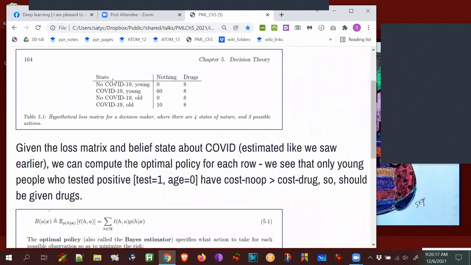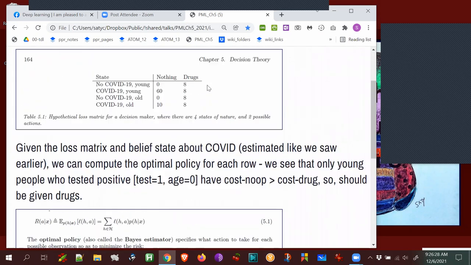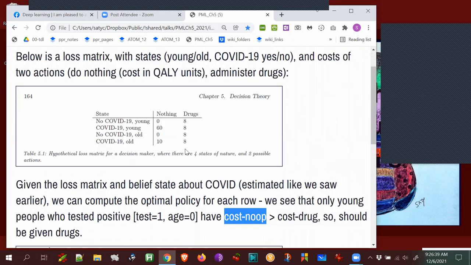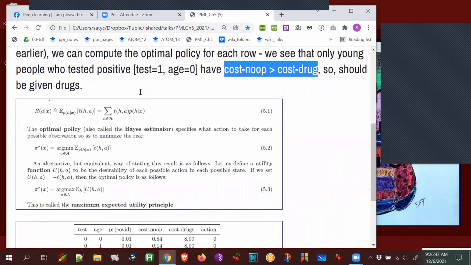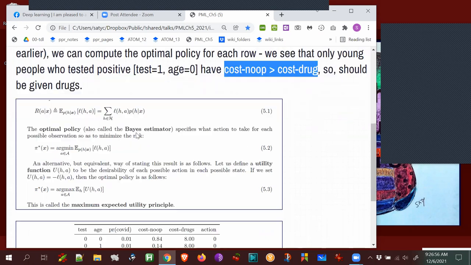So the loss matrix, with no COVID and yes COVID, we can turn that into numbers like we saw before. Then for every single row, like for all the four possibilities, you can compute what is called an optimal policy. Like, what should I do? You turn them into Boolean zeros and ones: give drug, no give drug, give drug. How do you do that? You look at the cost of not doing anything and compare that with the cost of doing something. And if this cost is higher than that cost, that's when you act, okay? So it looks like this. This is the risk. You take these values, compute this risk value per row, and then use that risk value as a cost to see whether you should act or not.